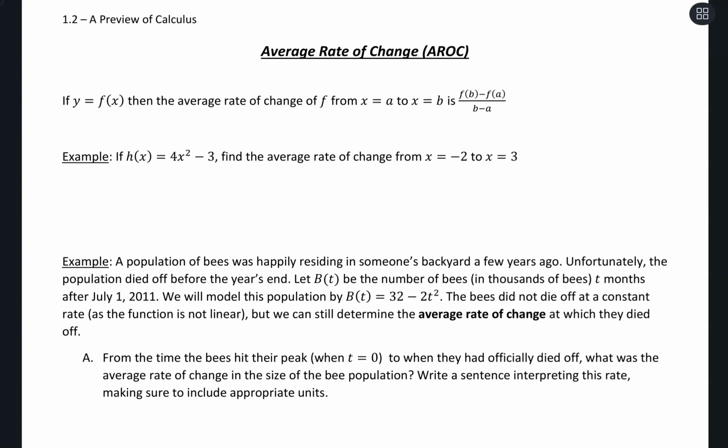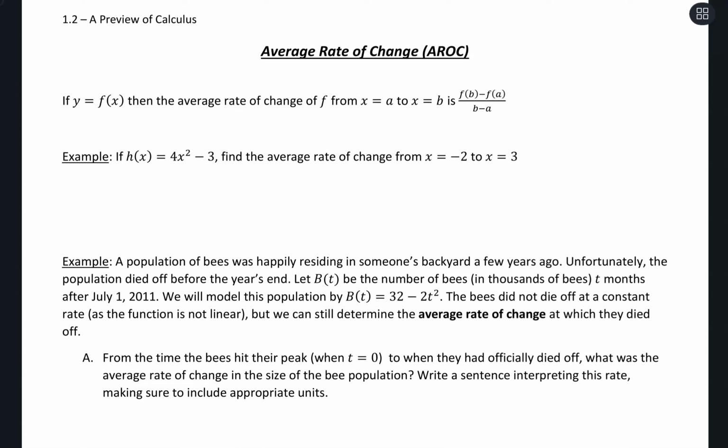In this section, we're going to get a preview of calculus, and with that, we're building to the idea of instantaneous rate of change. So the idea of how is a function changing at a single moment. But before we can get to that microscopic level of analyzing how the graph is changing, we're going to start by talking about average rate of change, which is over a larger interval.